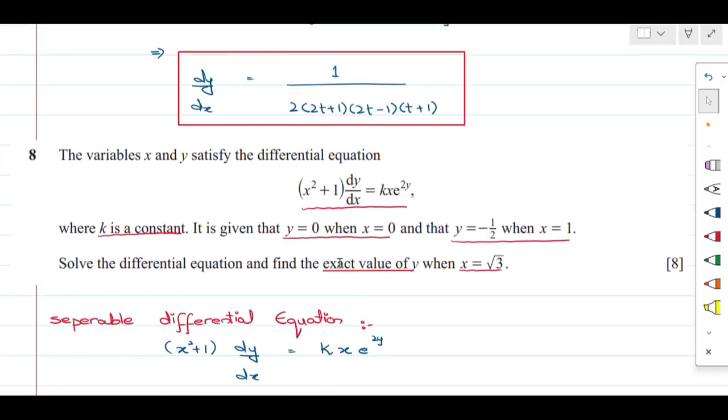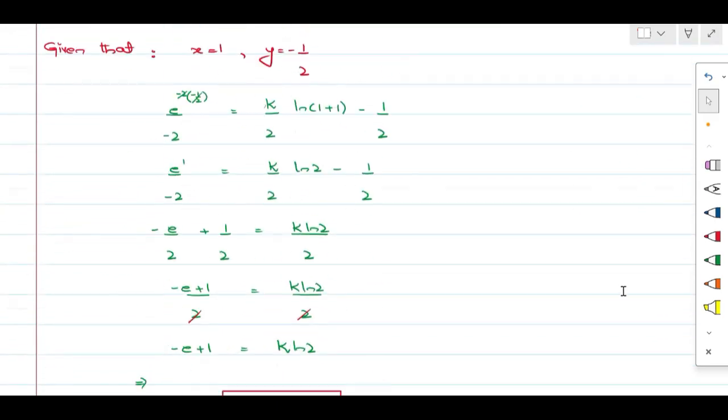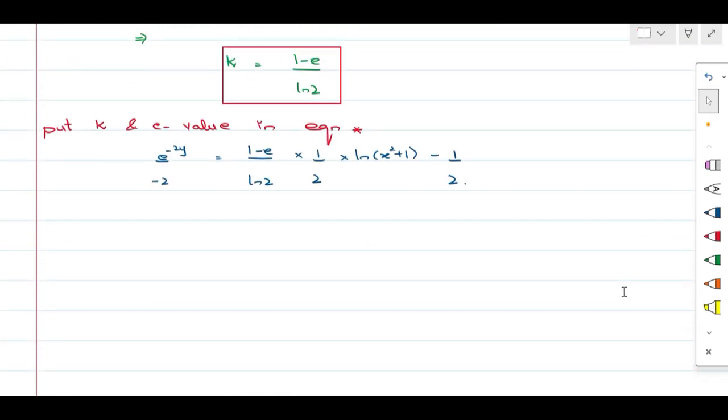Now the question is to solve the differential equation. We have solved that differential equation. Now we need to find the exact value of y when x is square root of 3. Okay, so the exact value of y when x is square root of 3.